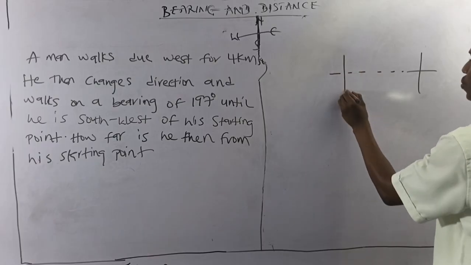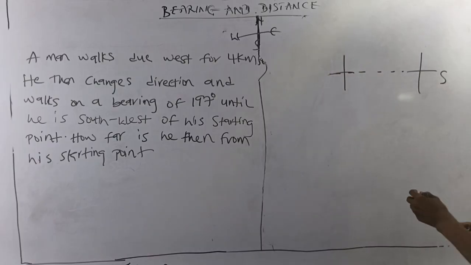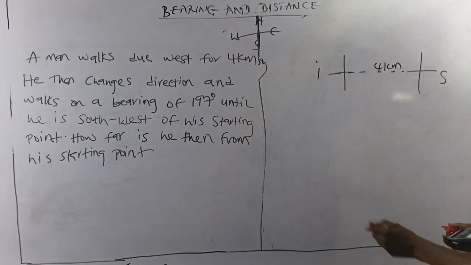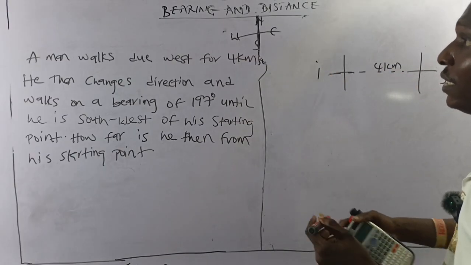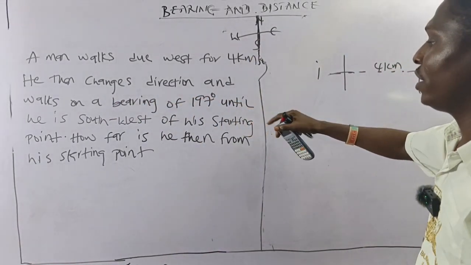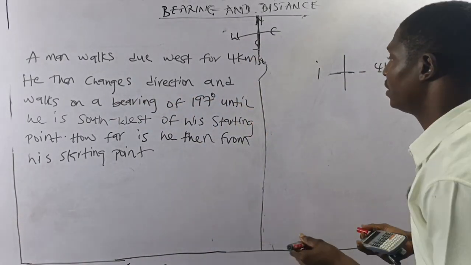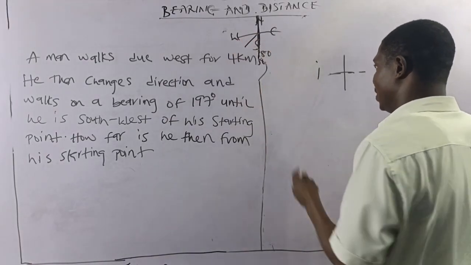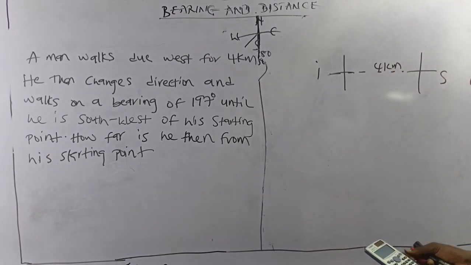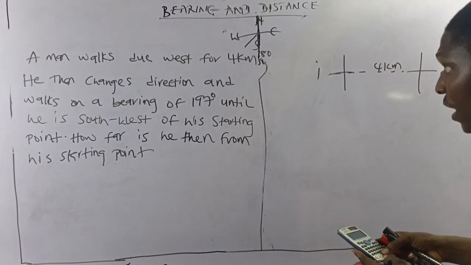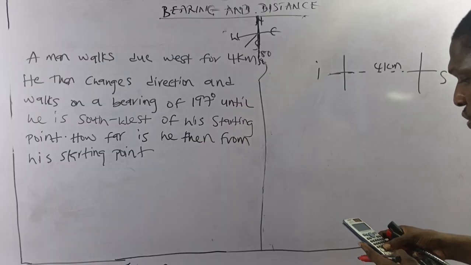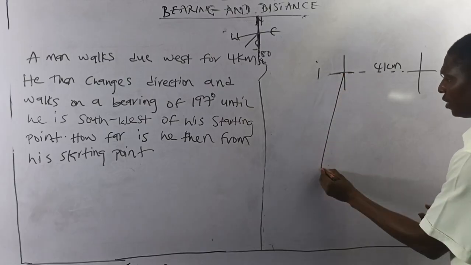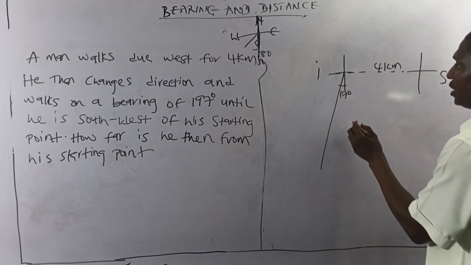He walks due west, so this is the western direction. This is the starting point. He walks due west for 4 kilometers, so this is 4 kilometers, and I can take this as the initial point. Then he changes direction and walks on a bearing of 197 degrees. 197 is greater than 180, so it should be southwest. To get the angle it makes with the south, I'll say 197 minus 180. So I have 17 degrees, a very small angle it has made with the south.